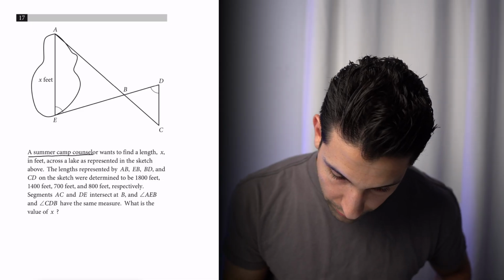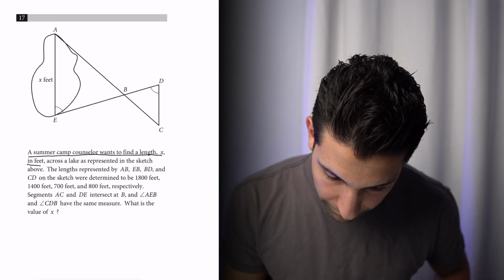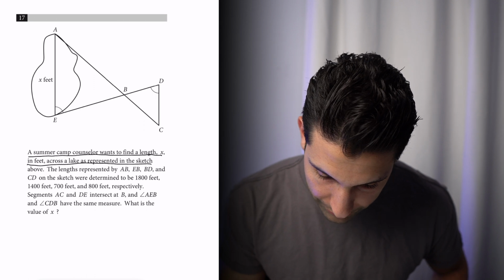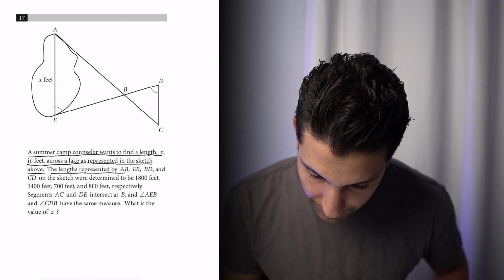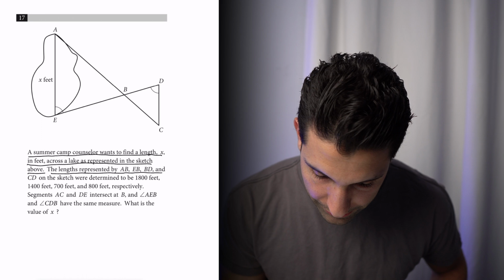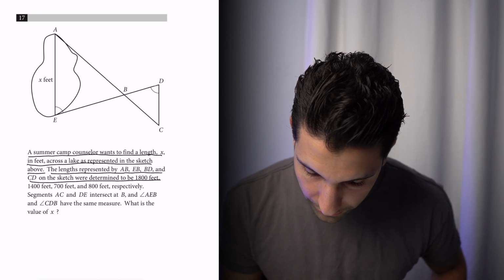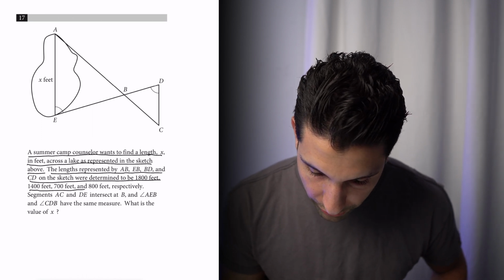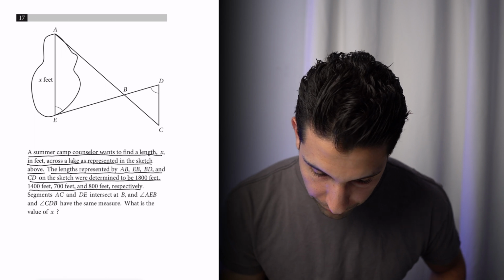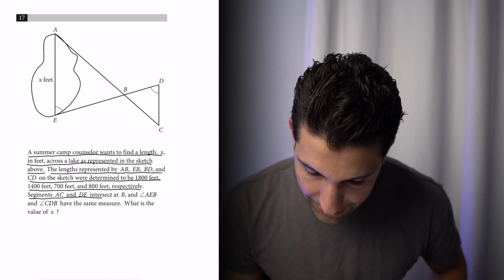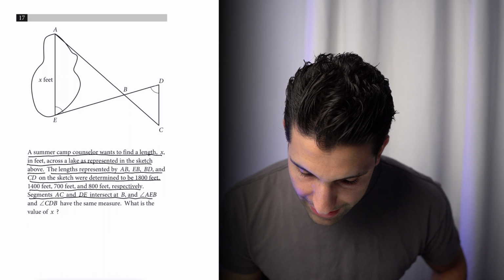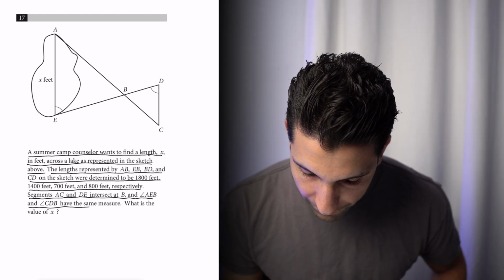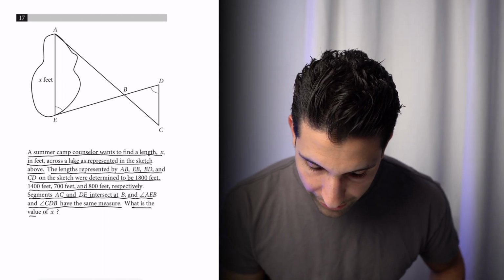A summer camp counselor wants to find a length X in feet across a lake as represented in the sketch above. The lengths represented by AB, EB, BD, and CD on the sketch were determined to be 1,800 feet, 1,400 feet, 700 feet, and 800 feet respectively. Segments AC and DE intersect at B, and AEB and CDB have the same measure. What is the value of X?